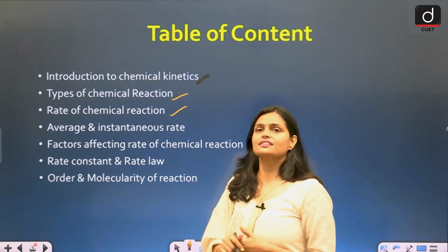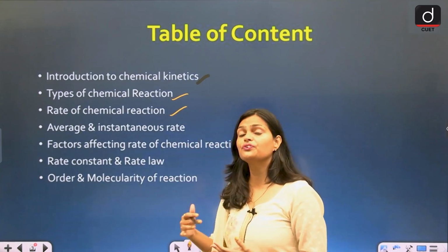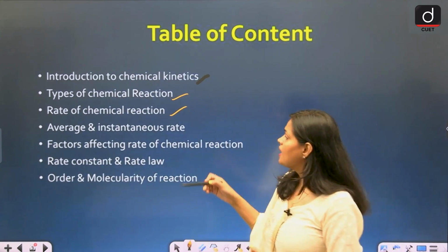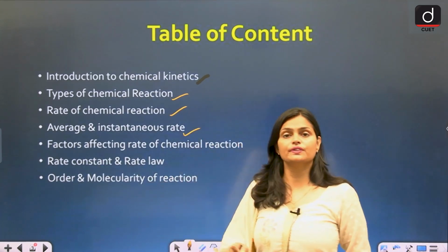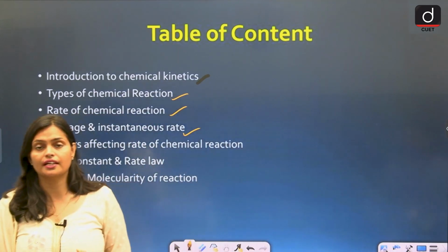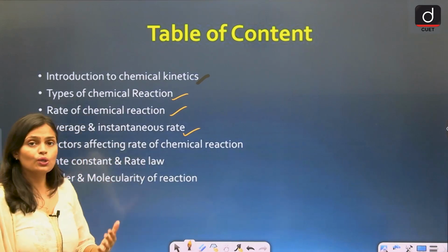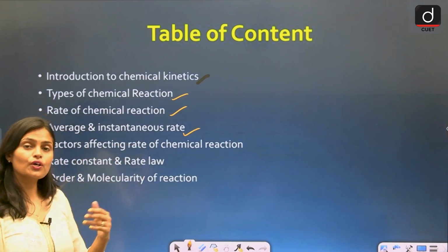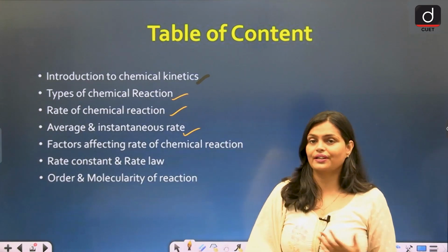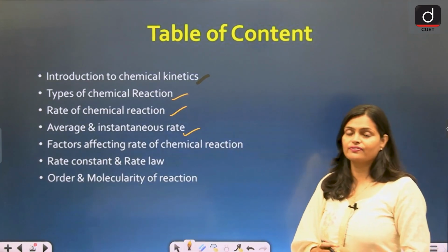Then we'll discuss the rate of chemical reaction, how you are going to define the rate of any particular chemical reaction. After that we'll discuss the average and the instantaneous rate of reaction, which is again an important type, right? So here we will also discuss how you are going to write this average and the instantaneous rate. Then the factors affecting the rate of chemical reaction.